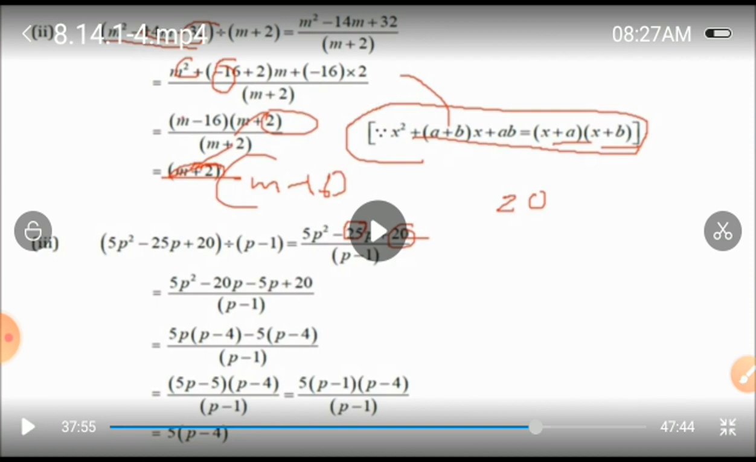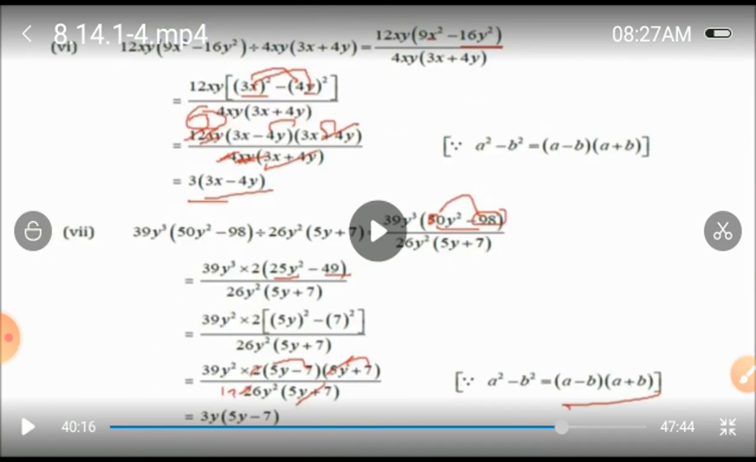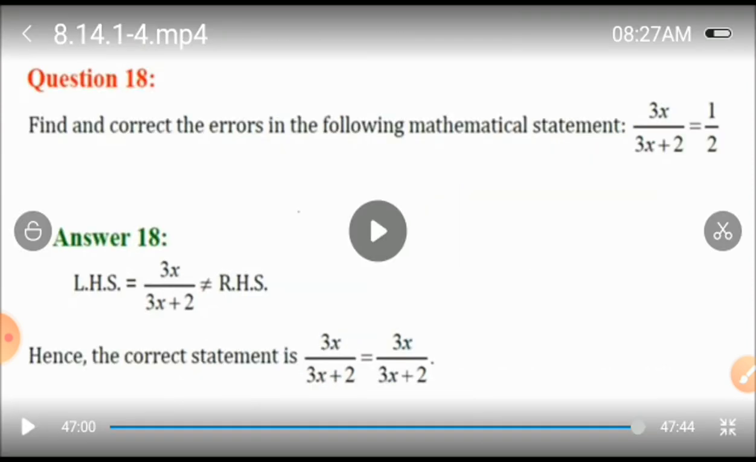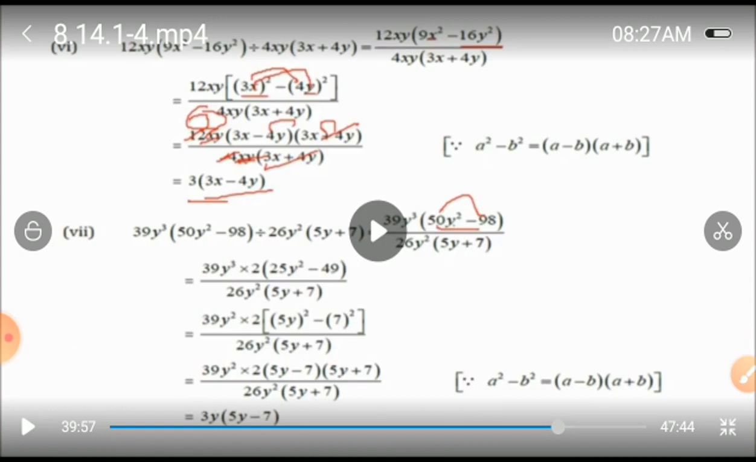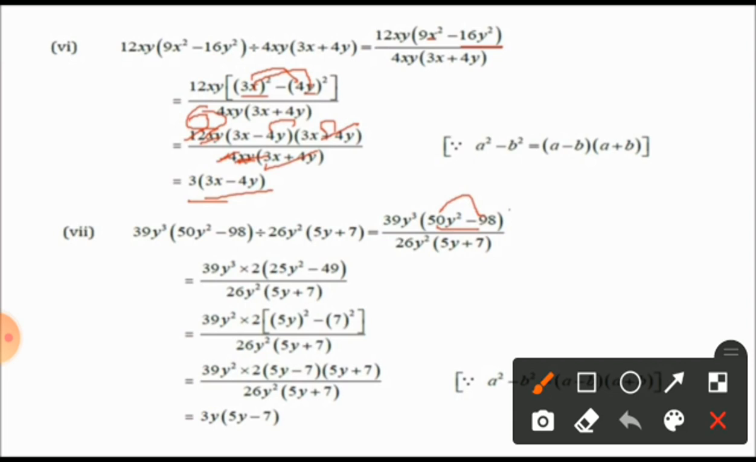Because you should have to know which is the right answer. Yes. I will not start 14.4 yet, but I want to show you this exercise clearly. Here a square minus b square. Check out, a square minus b square will give me a minus b, a plus b.